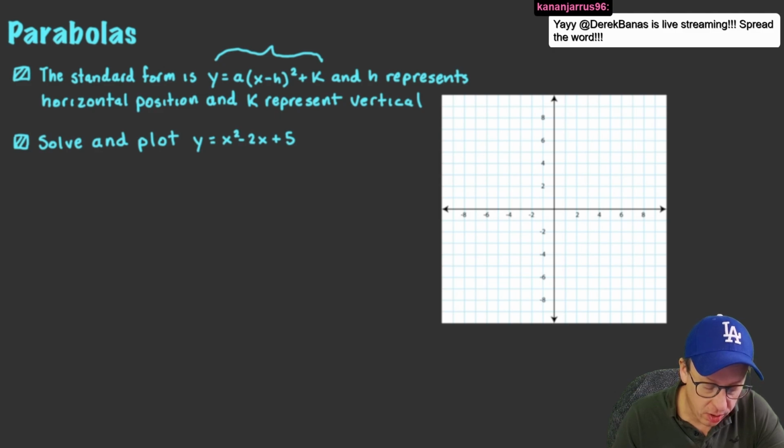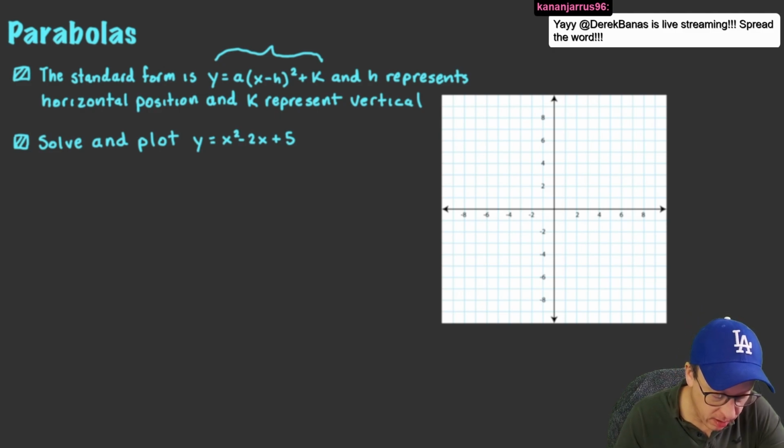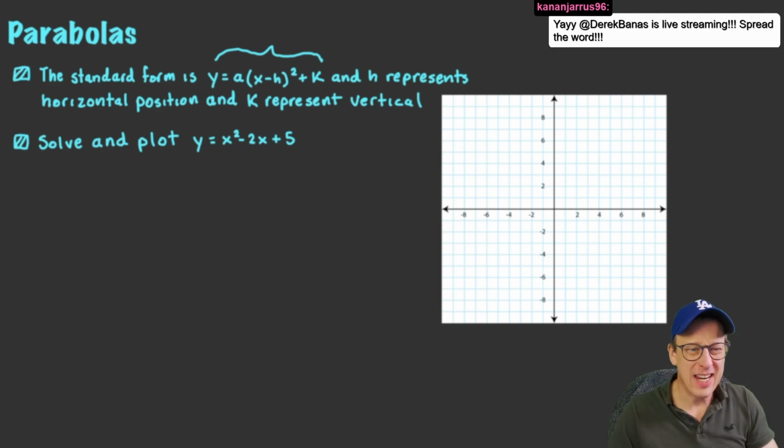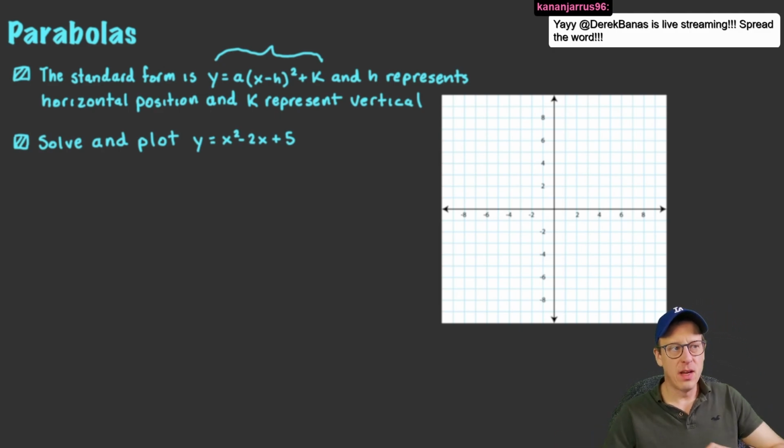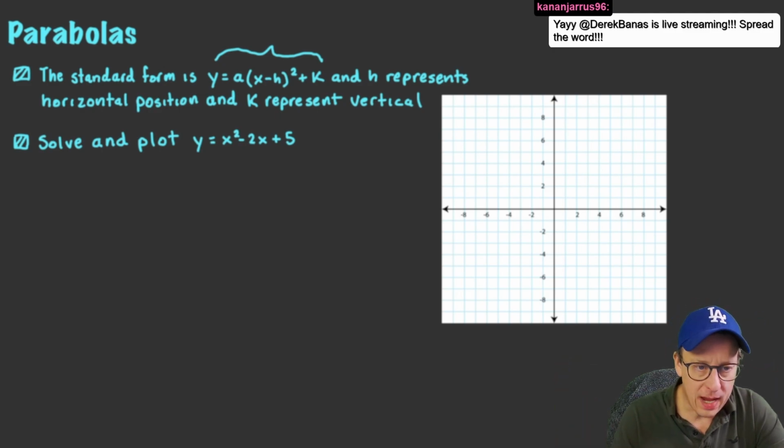And in this circumstance, H is going to represent the horizontal position, and K is going to represent our vertical. So let's say I wanted to plot y is equal to x squared minus 2x plus 5. And yes, you do need to understand algebra. That's why I made algebra first, to be able to solve these problems. So if you're rusty on algebra, then I have that video.